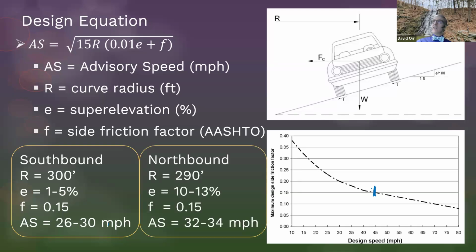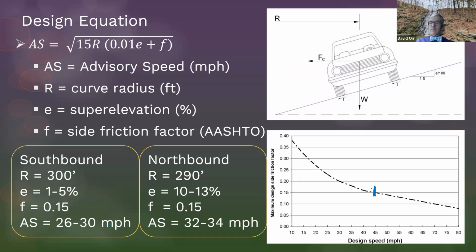Northbound, radius is smaller. It's about 290 feet. Yeah, it's actually probably 288. It's about 12-foot lanes there. It's actually steeper. This roadway doesn't have a consistent super elevation all the way around. It goes from 10 to 13%. It's actually pretty dang steep, much steeper than you would normally want, but it actually worked pretty well for them. Friction factor is a little steeper than we want, is still going to be 0.15. The advisory speed then becomes 32 to 34 miles per hour.